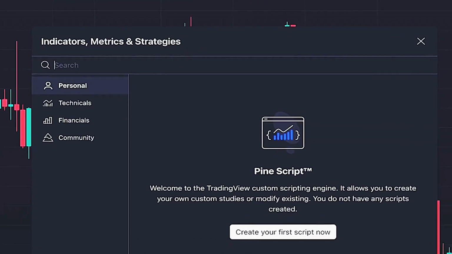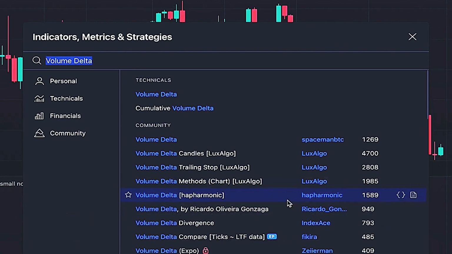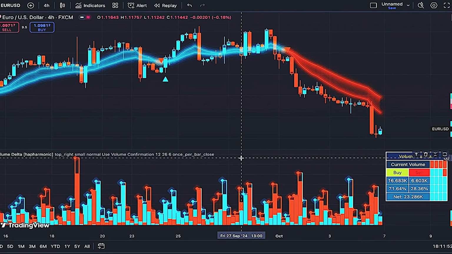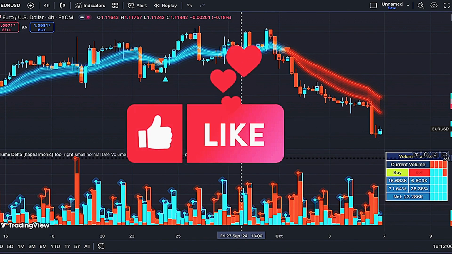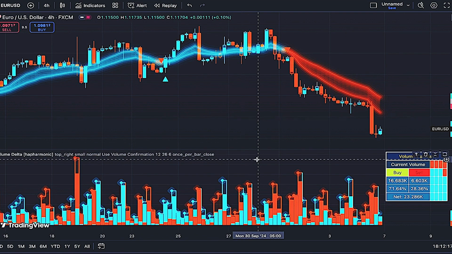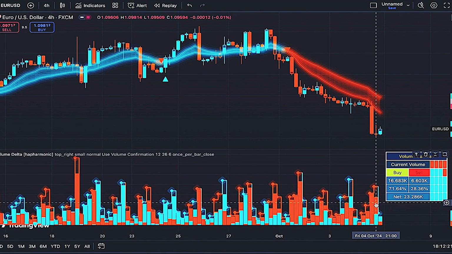Here we click on indicators and we search volume delta. This one, which is written by someone named Harmonic. Alright, this is the indicator, and it's one of the best volume indicators that you can use. It's not just an ordinary volume indicator that shows net volume for each period, but this indicator gives you the ability to evaluate buying and selling volume separately for each period, so you can effectively measure the percentage of buy-sell activity in each of the time periods that you're analyzing the chart.